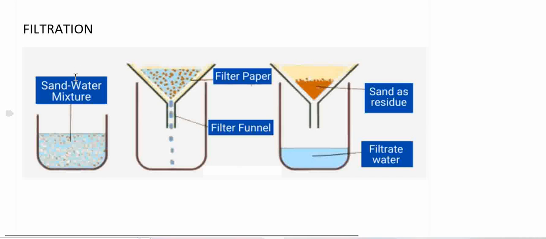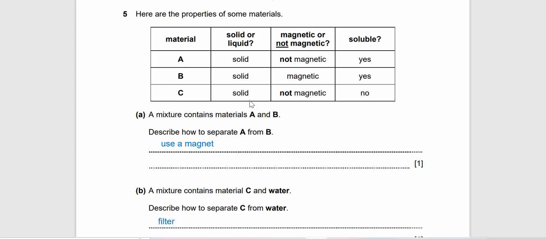If you have a sand and water mixture, sand is not dissolved in water. Then we can use filter paper and a filter funnel. Then what will happen? The sand will be retained here as residue and the filtered water will pass through. So that's how we separate the sand from water. That's how we got the answer. Separate a solid that is not soluble by filtering. So we can filter the mixture.